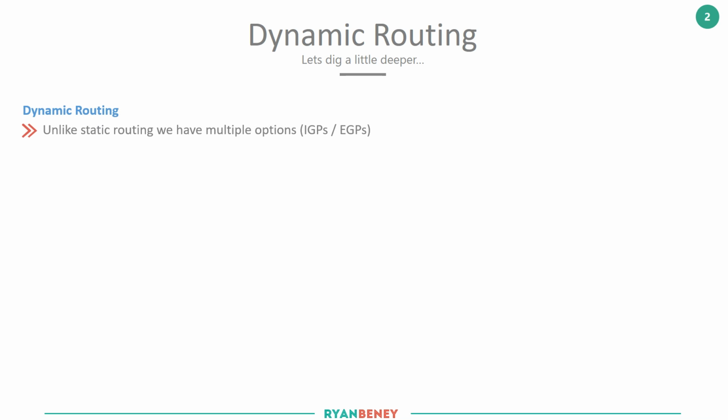So dynamic routing, unlike static routing, we have multiple options. In the previous videos we talked about the differences between an IGP and an EGP, and we talked about IGPs being things like RIP, EIGRP, OSPF. And as I said many times before, we need to be aware of OSPF and EIGRP, but we need to be able to configure RIP.